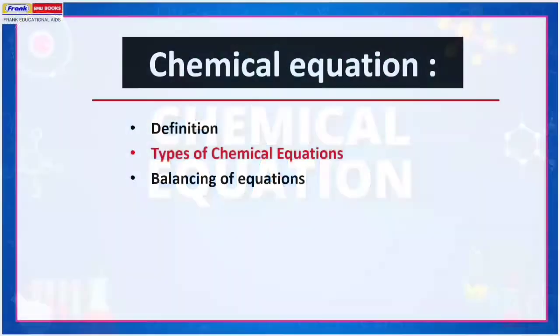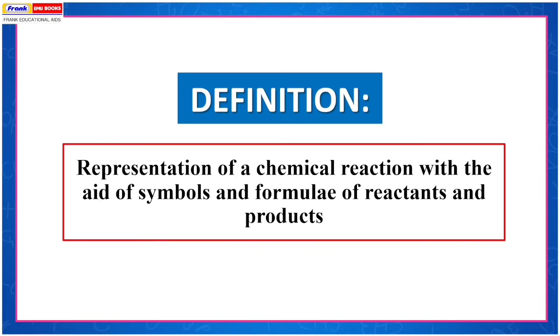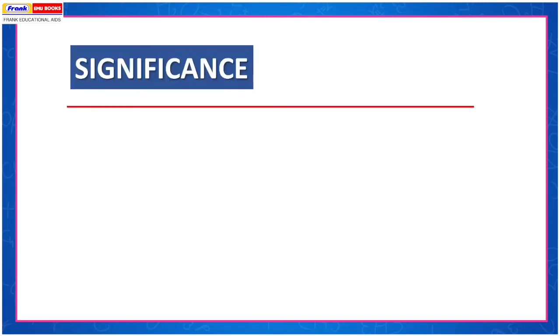Chemical equations. In this chapter we'll deal with chemical equations, their definition, their types and balancing of equations. Definition: representation of a chemical reaction with the aid of symbols and formulae of reactants and products is referred to as a chemical equation. Significance of chemical equation.